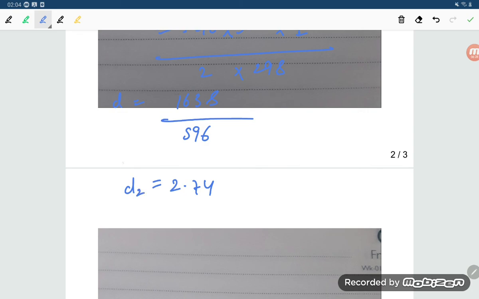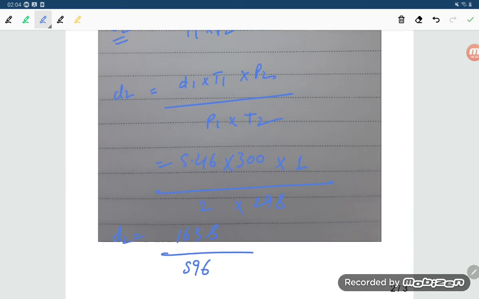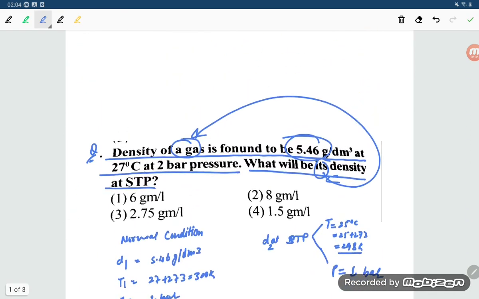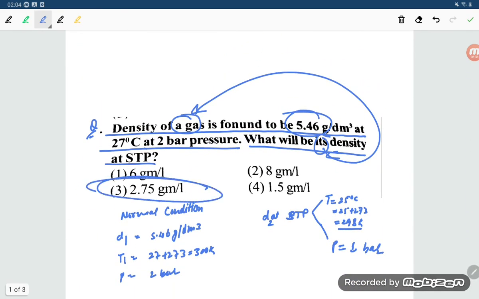So D2, the density at NTP, is 2.74. Let me check what the correct option is. 2.74, option number three is correct, student.